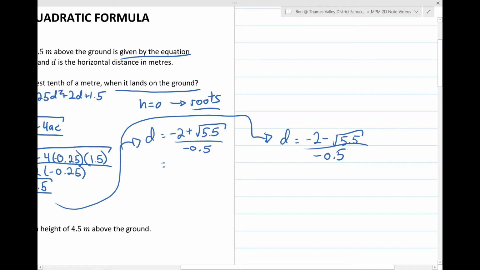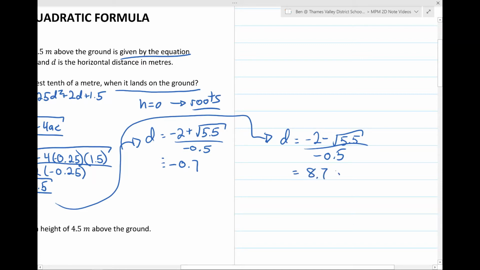So that's negative 2 plus the square root of 5.5 divided by negative 0.5. We can't forget that negative in there. So our first one we find equals negative 0.69, and rather we'll round that to negative 0.7. That's approximate. And then our second solution, if we round it, comes up to 8.7.